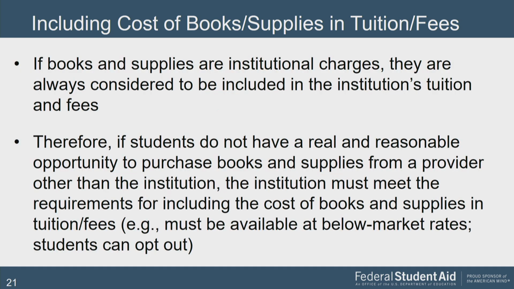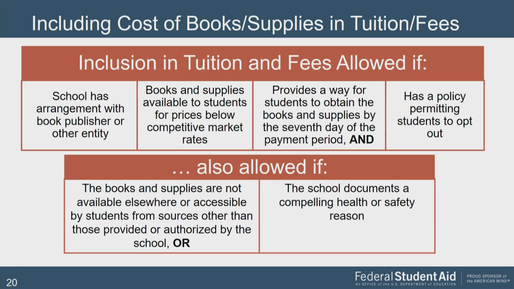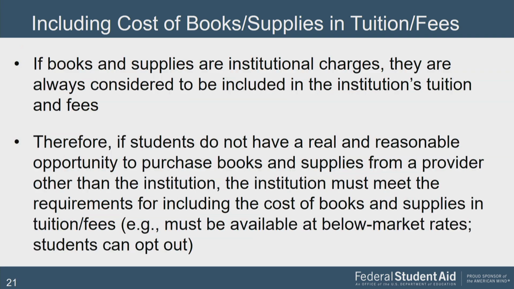Now, if books and supplies are institutional charges, they are always considered to be part of an institution's tuition and fees. So that's why institutional charges are so important here. If a student does not have a real and reasonable opportunity to obtain books and supplies, then their institutional charges, and therefore all of those things on the prior slide, will apply. So it's important for you to know whether students have the opportunity to purchase books and supplies elsewhere, from a place other than the institution.